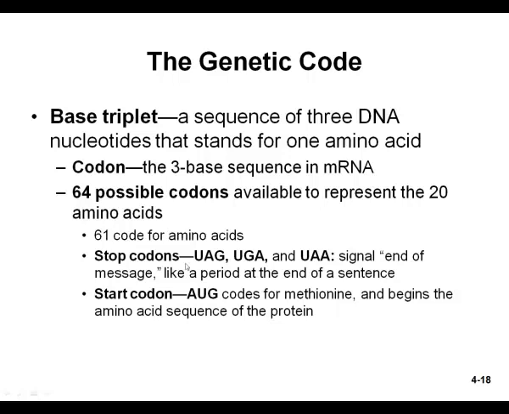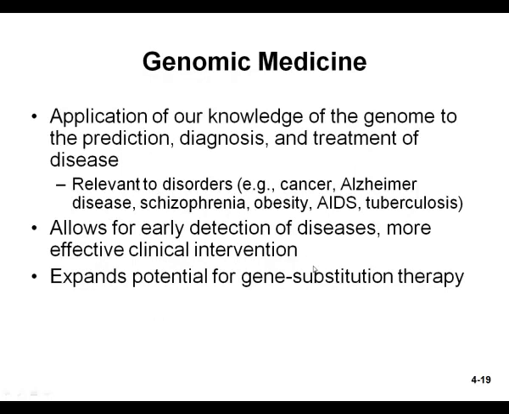Then we have, in addition to those, stop codons and start codons. The stop codons, like UAG, UGA, and UAA, would be the stop codons for the translation, whereas the start codons, like AUG, would encode for methionine, and that will begin the amino acid sequences and begin the process of building up the amino acids to make proteins.